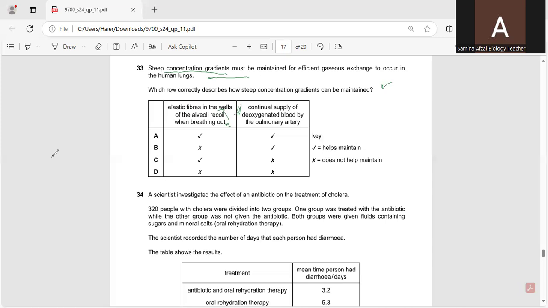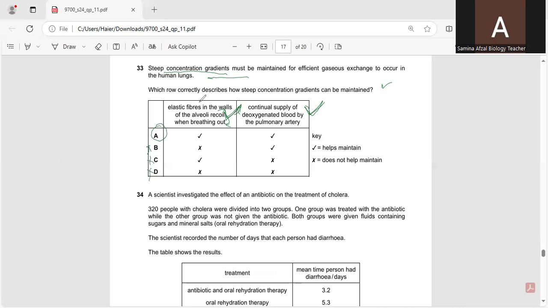Continuous supply of deoxygenated blood by the pulmonary artery. So as breathing is continuously taking place, this statement is also correct. So A is the correct option. B, C, D are not the correct options.